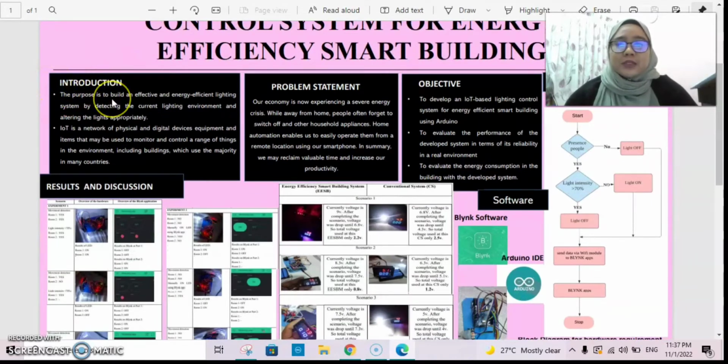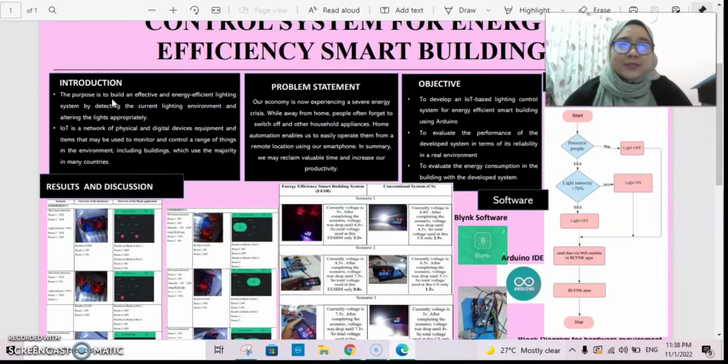The purpose is to build an effective and energy efficient lighting system by detecting the current lighting environment and altering the light appropriately. IoT is a network of physical and digital devices, equipment and items that may be used to monitor and control a range of things in the environment, including buildings, which use the majority of energy in many countries.